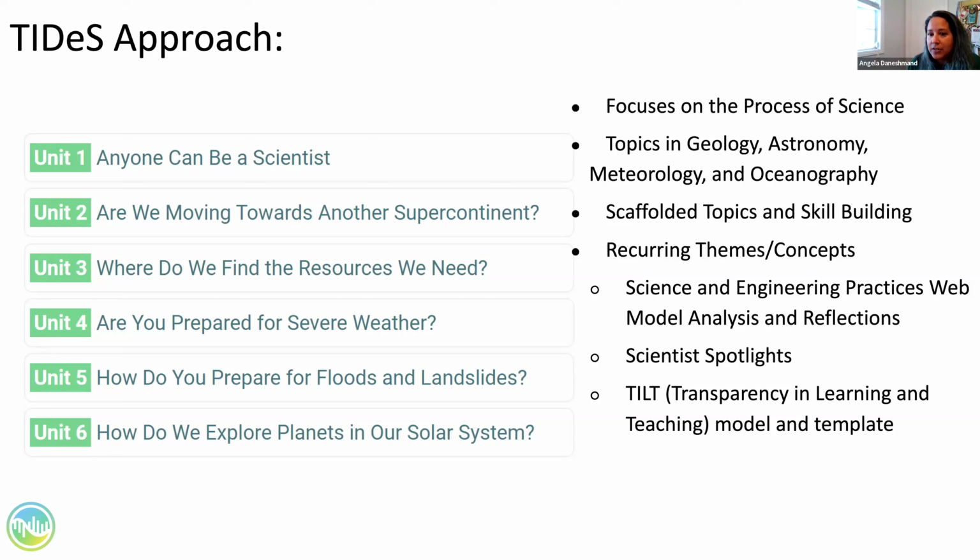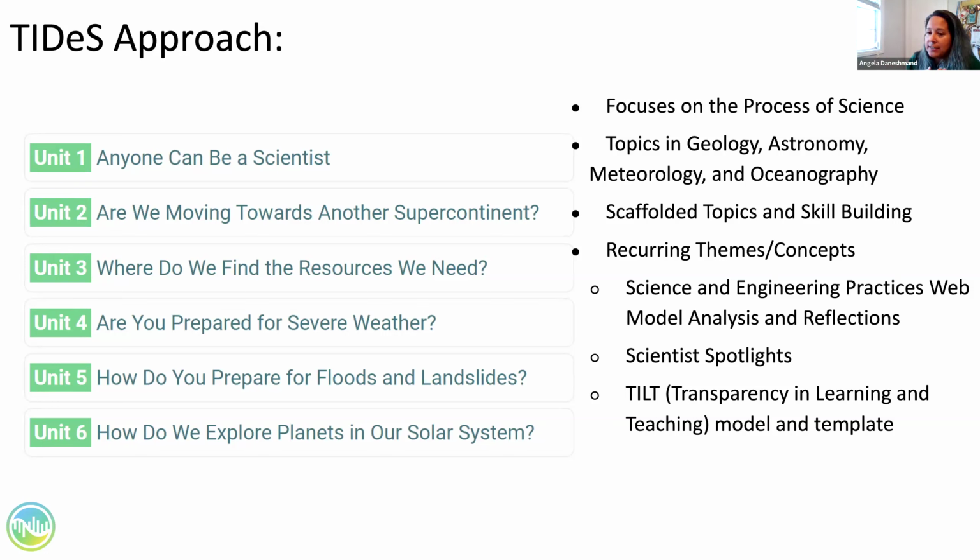We use the science and engineering practices web model to show that, one, science is not a linear process. It can jump around different points and do different practices. It just depends on what you're doing and what you're trying to find out. We have scientist spotlights that are embedded as well with differing scientists, differing backgrounds, experiences, expertises. And then all of our assignments use the TILT model and template, so transparency in learning and teaching.